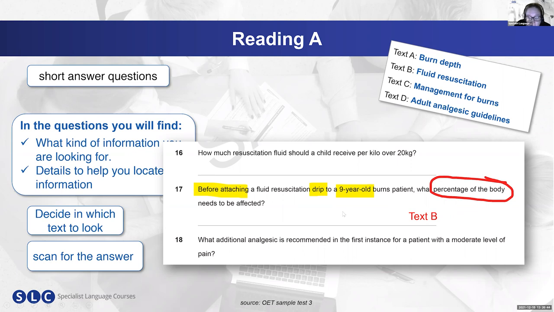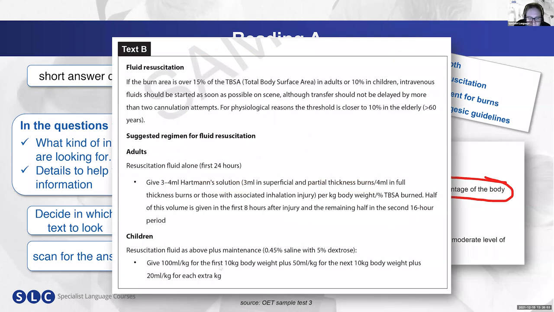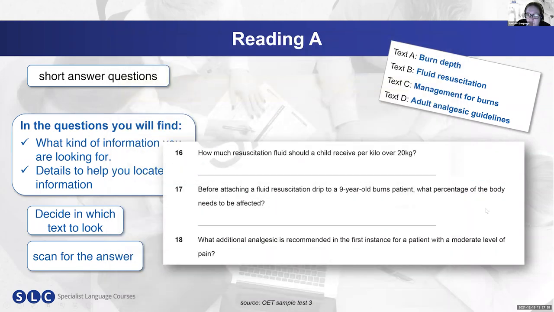So let's see if we can find out. We're looking for the percentage of body that needs to be affected, as in burned. So text B. You might think it's going to be down the bottom, but it's not, because we're talking about before we give it. So have a little look here. If the burn area, we've got these percentages here. So we know in adults or 10% in children should be started. So it's if the burn area is over 10% in children. So the answer is 10%. Okay, 10% or over.